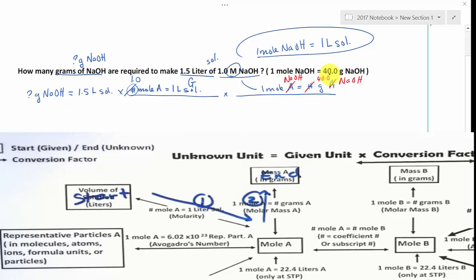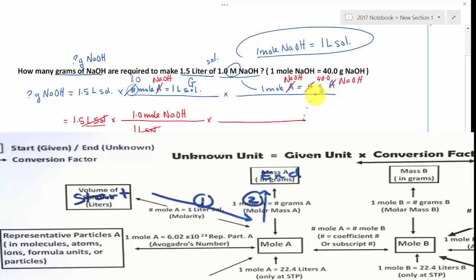Now let's rewrite this as a fraction, okay? So 1.5 liters of solution times. See that right there? Which part is going to be on the bottom? Of course, it has to be the same as that part. So we have 1 liter of solution on the bottom. They cancel each other out, right? And the top part would be the leftover of this conversion factor, which is 1 mole of A. What is A in this case? It's your NaOH. So this is NaOH, okay?